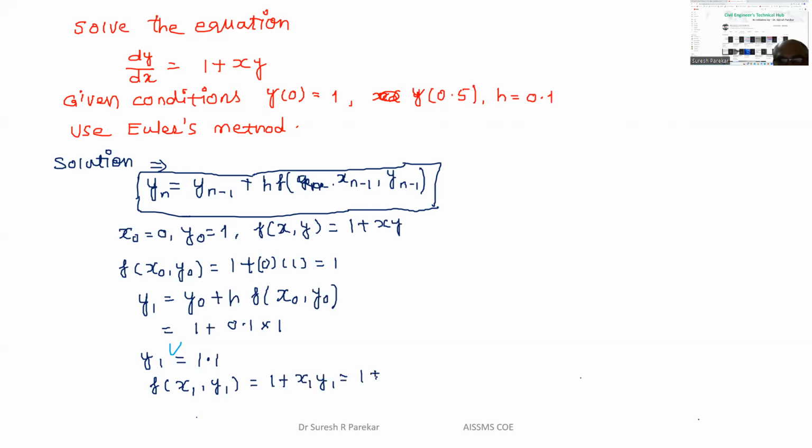So f of x1 y1 is equal to 1 plus x1 y1. We have 1 plus x1 as 0.1, because the value of x1 is 0.1, x2 is 0.2, x3 is 0.3, x4 is 0.4, and we have to find y5 at x5 equal to 0.5. So 1 plus 0.1 times y1, which is 1.1, and from this we get f of x1 y1 equal to 1.11. Now knowing this value, we can find y2.